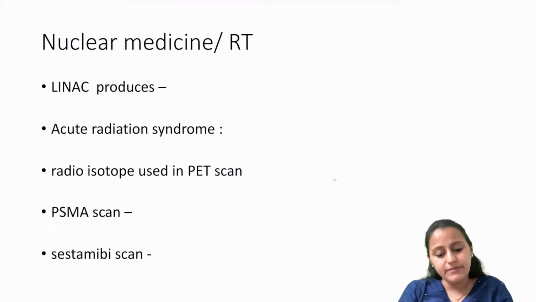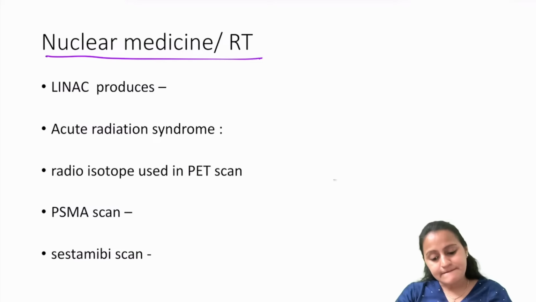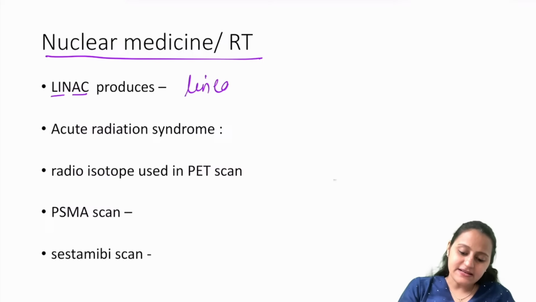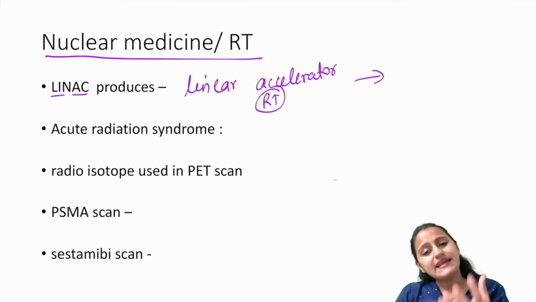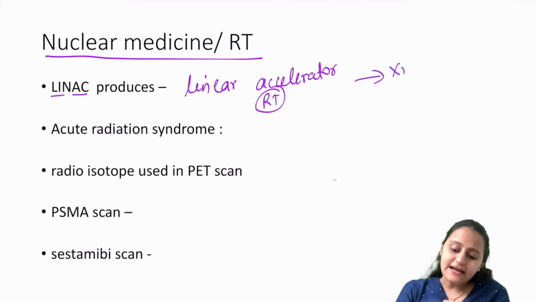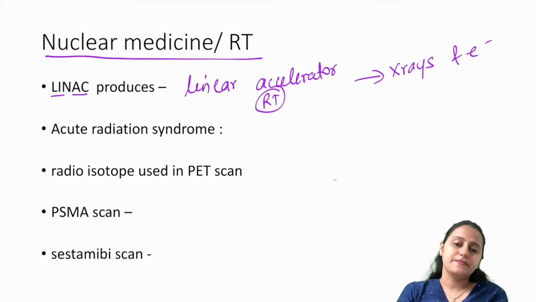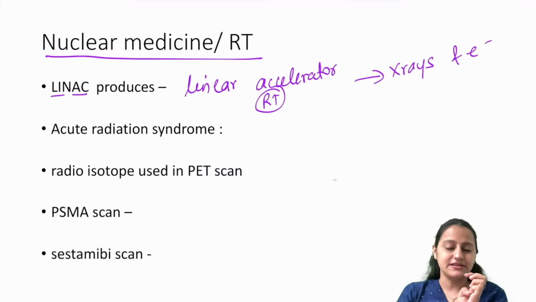Next one, coming to the important points in nuclear medicine and radiotherapy. LINAC. What is LINAC? LINAC is linear accelerator, which is used for radiotherapy. And what does LINAC produce? What does LINAC use basically for radiotherapy? LINAC uses X-rays and electrons. Okay, so remember, it is X-rays that are used in LINAC, linear accelerator.